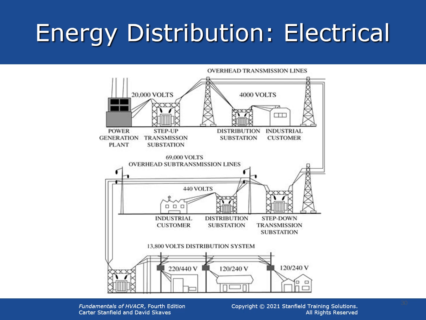In this example, the first reduction is to 69,000 volts. The diagram shows an industrial plant that has its own substation, which reduces the volts to 440. Another substation reduces the voltage to 13,800 before it enters a neighborhood. Finally, pole transformers reduce the voltage to 120/240 going to houses.